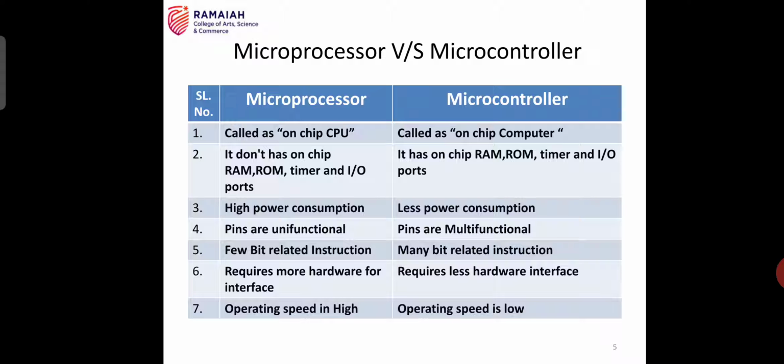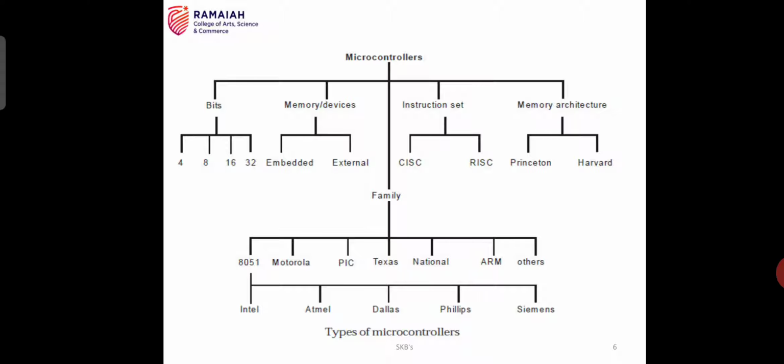Let us come to the classification of microcontroller. So microcontroller classification depends upon various factors. That means based on word length, based on memory devices, based on instruction set and based on memory architecture, we may classify, and based on manufacturing industry, we can classify the microcontrollers. Based on word length, you can classify it into 4, 8, 16 and 32-bit microcontrollers.